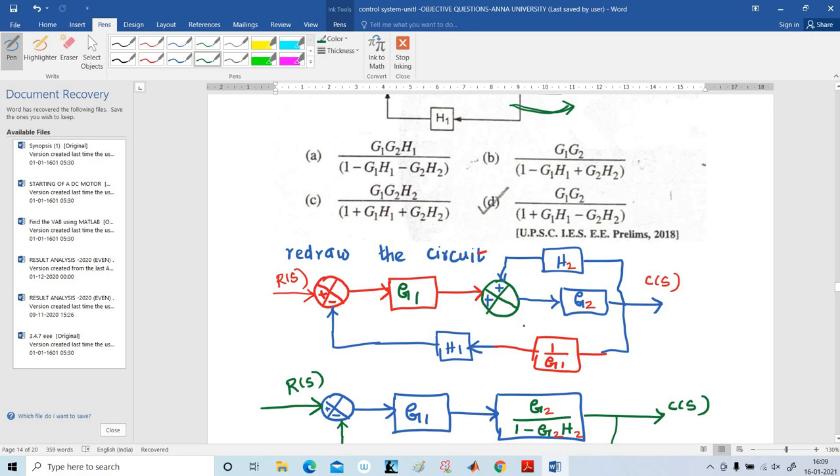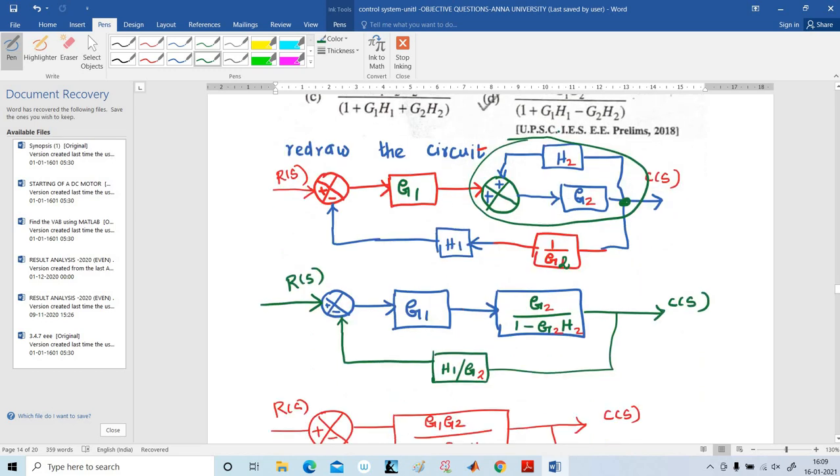Here, how to move the takeoff point? Here 1 by G2 is added in the feedback block H1. In this way, I have to move the takeoff point to the output side. After finishing this, see here, this is the first block I am going to reduce. So this is the positive feedback loop, G2 divided by 1 minus G2 H2.